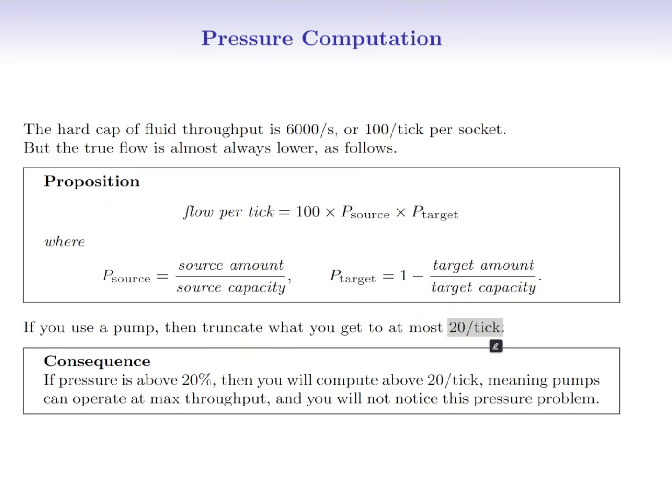That's why you almost never notice there's even pressure in the stream, because most of the time it gets truncated. When you do notice, you would notice this if this number is below 20, right? That means if this is less than 0.2 or this is less than 0.2, you would notice that your pump is not pumping at top speed.